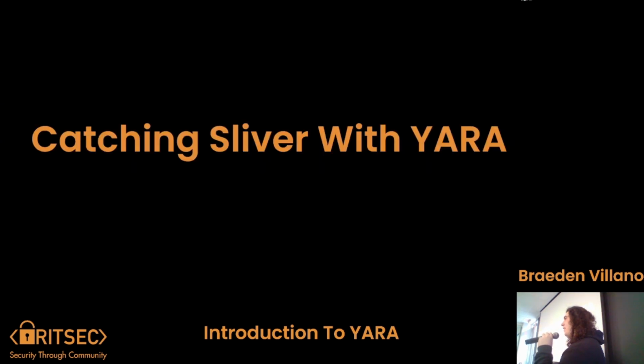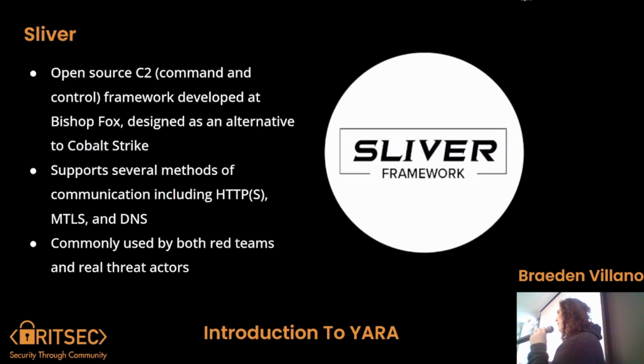Catching Sliver with YARA. This is what we did actually, not this year, but the year before at CCDC Regionals. We were able to catch the Sliver C2 using YARA rules. So it definitely comes in handy. If anyone doesn't know, Sliver is an open source command and control framework. It was developed at Bishop Fox, and it's kind of an alternative to Cobalt Strike. It's got a lot of different methods it could use to communicate, like HTTP, HTTPS, MTLS, and DNS. And it's commonly used by both red teams and real threat actors in the wild.